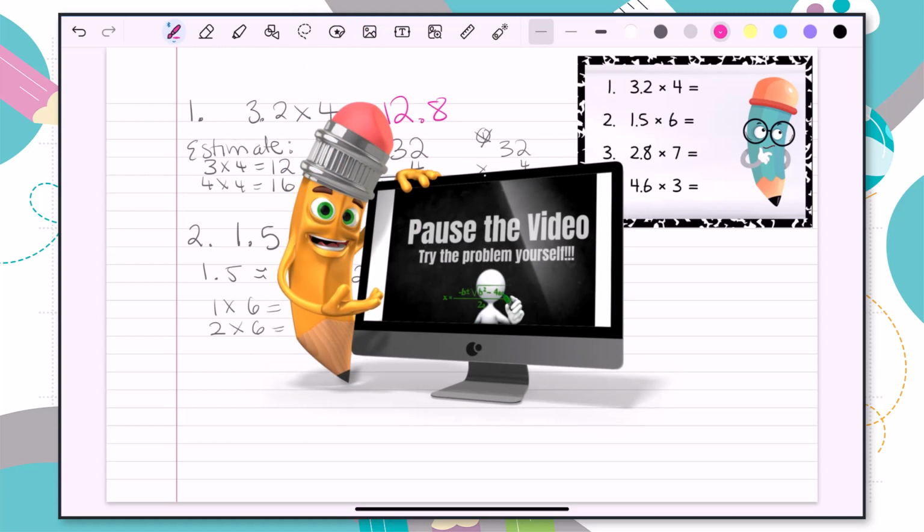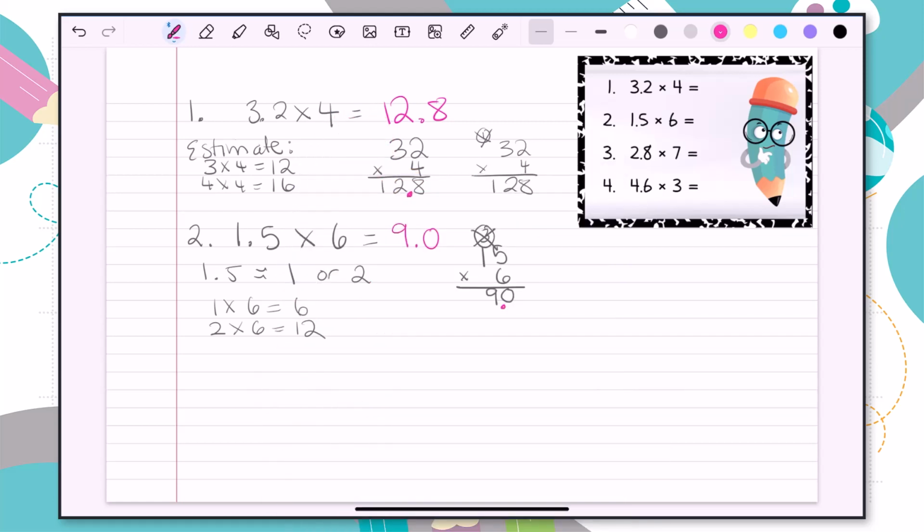All right, now I want you to pause and try problems 3 and 4 by yourself before you unpause and check your answers with me. I hope you paused and tried it yourself because it's really important that you don't just watch. For number 3, we're multiplying 2 and 8/10 by 7. 2.8 is between the whole numbers 2 and 3. So I'm multiplying 2 times 7.